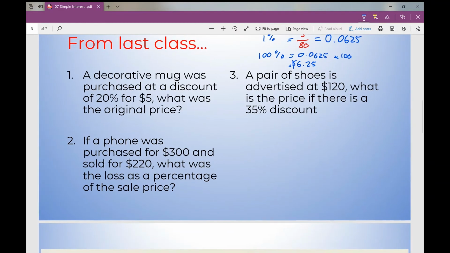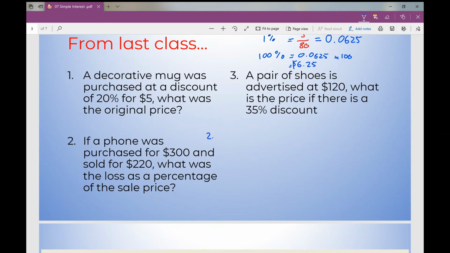Okay, looking at question 2 here now. A phone was purchased for $300 and sold for $220. What was the loss as a percentage of the sale price? Important to note. Okay, the first step is to calculate the amount of the loss, which equals the cost minus the selling price. Which is 300 minus 220. So the loss is $80.